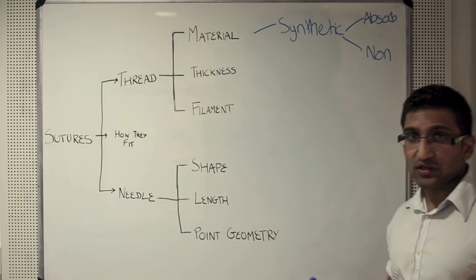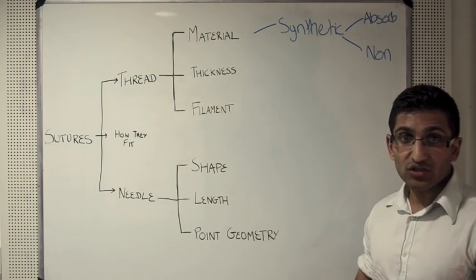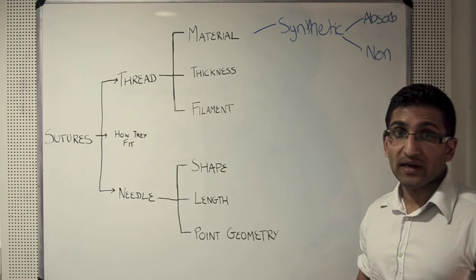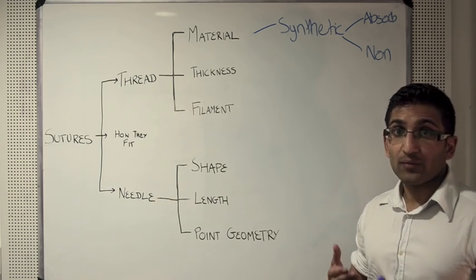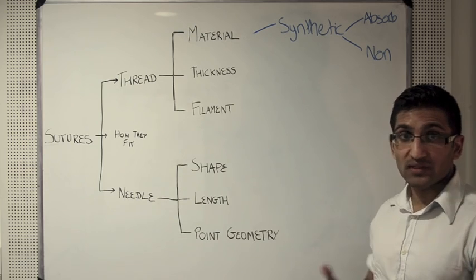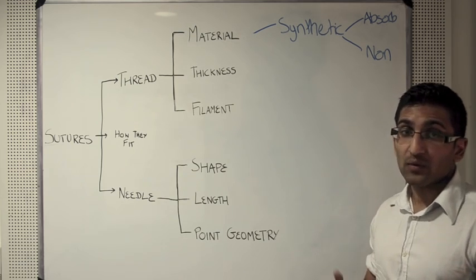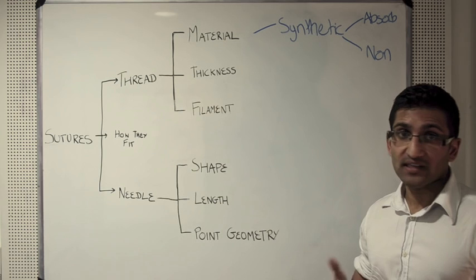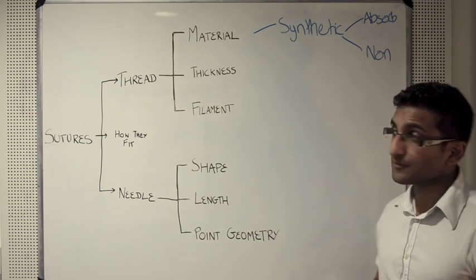Now, an absorbable suture, when you leave it in the tissue over time, will break down either by being dissolved or by proteolytic enzymatic breakdown. Whereas in contrast, a non-absorbable suture will stay in place over time and will have to be removed manually by the operator 7 to 10 days after insertion.